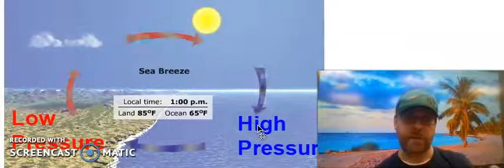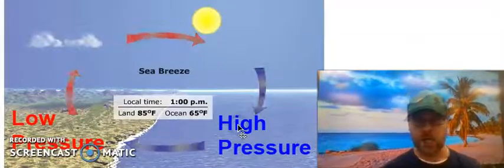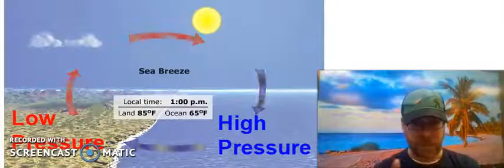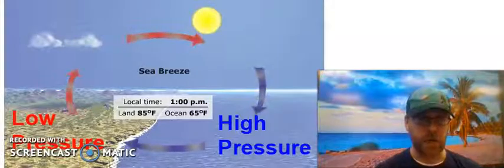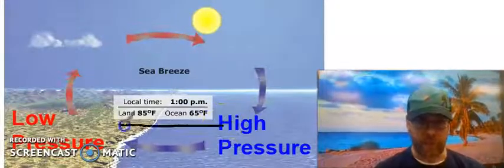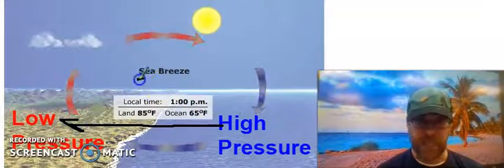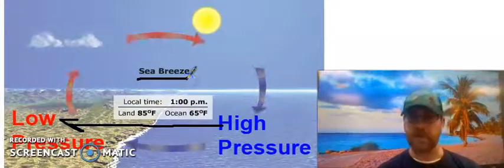If we think back to our notes, we know that a difference in pressure is what causes winds. So when you have this particular thing going on, here's what's going on. Wind is moving from high pressure to low pressure. It's coming from the sea, therefore it's called a sea breeze.